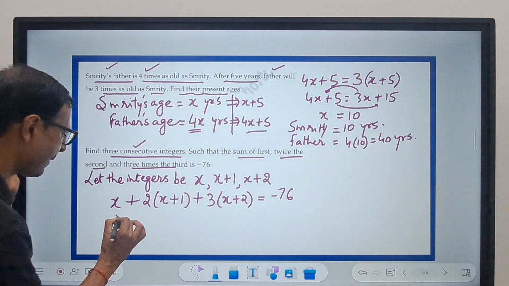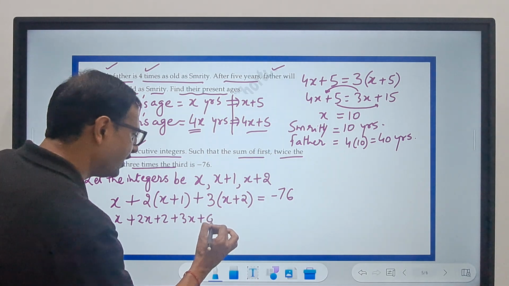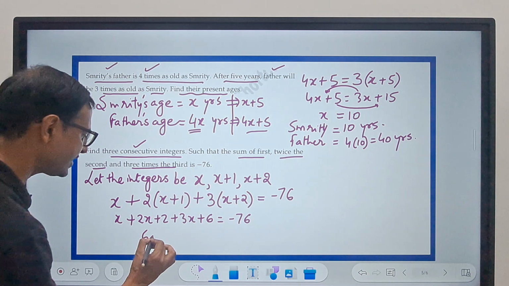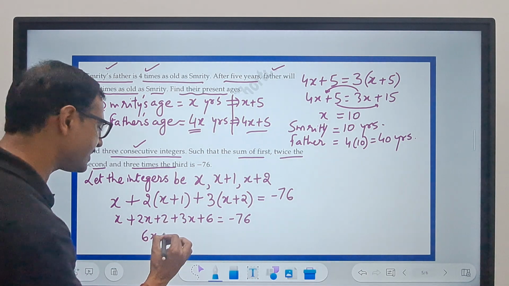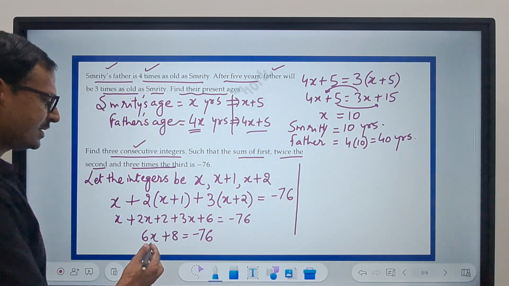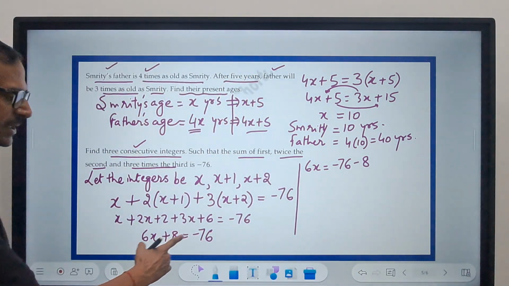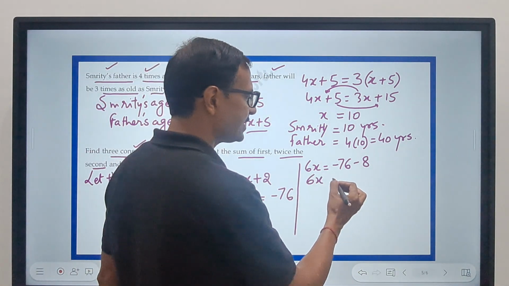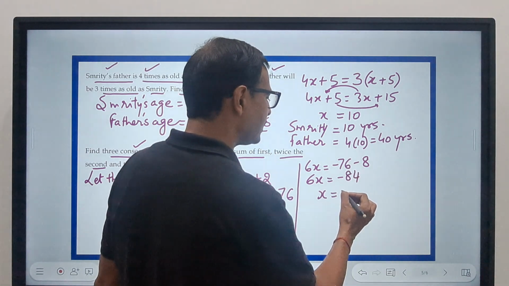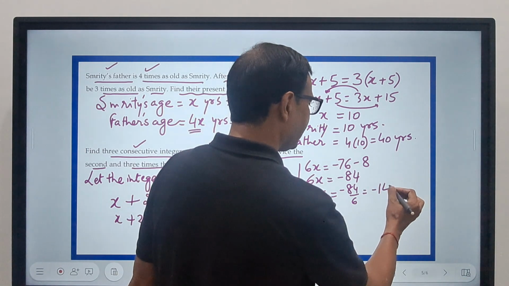So open the brackets. x plus 2x plus 2 plus 3x plus 6 equals negative 76. If you combine all the x's here, it is 6x, and then plus 2 plus 6 is plus 8 equals negative 76, which gives me 6x equals negative 76 minus 8, right? And so 6x is negative 84, and gives me x equals negative 84 by 6, which is negative 14.